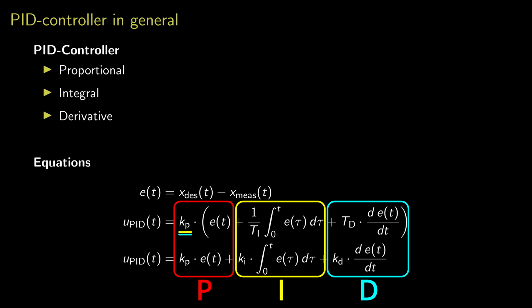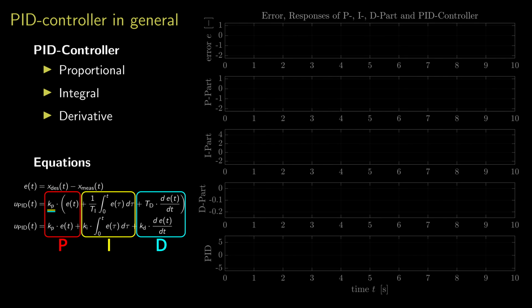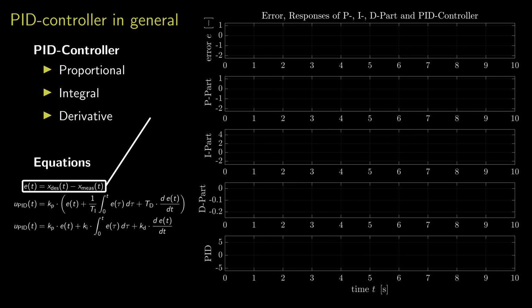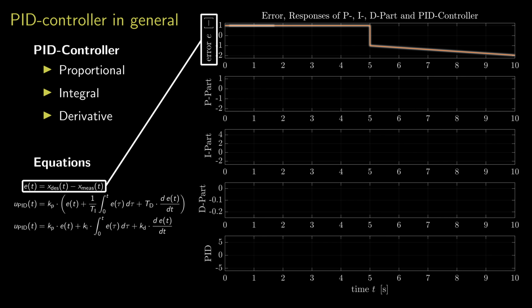Let's first take a look at the different parts individually. We assume that this difference, the error, looks like this up here. First it is constant, then it jumps and decreases further into the negative region with a ramp. If you have a real system, any controller input will have an effect on the system and thus change the error. But for the explanation of the different parts, it is easier to leave it this way. So this here is the error we have over time.